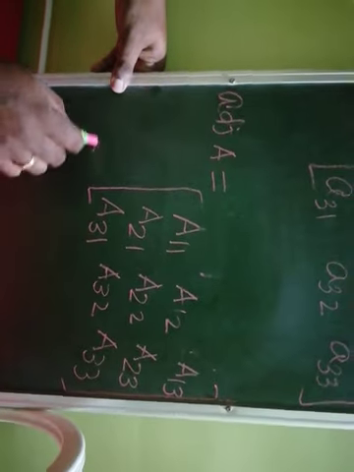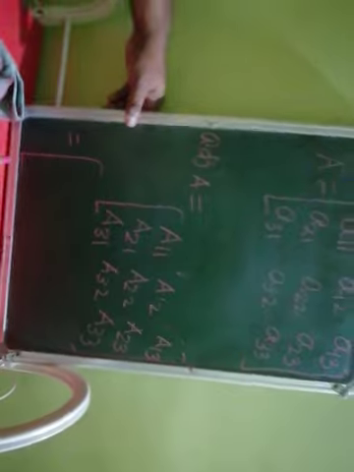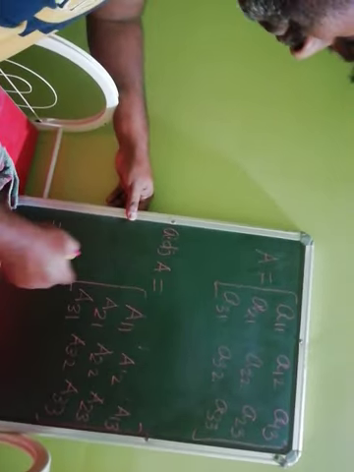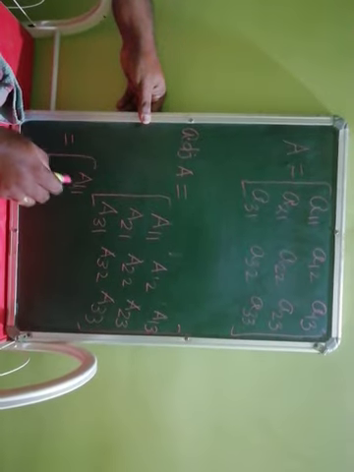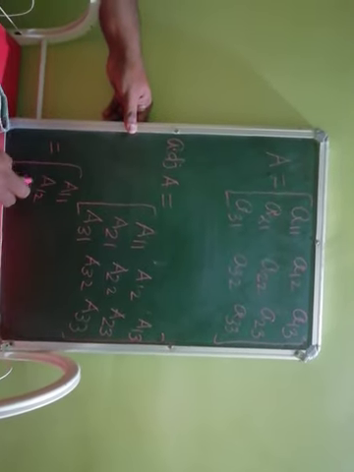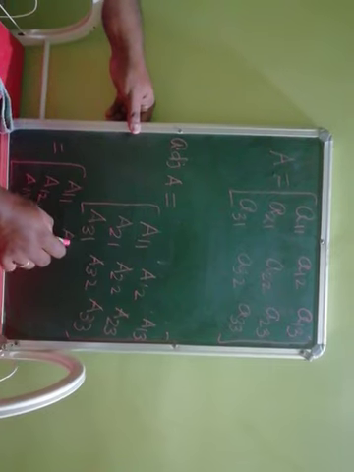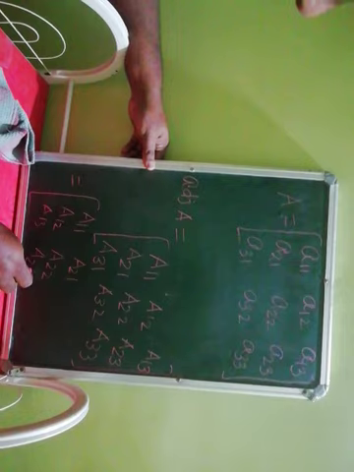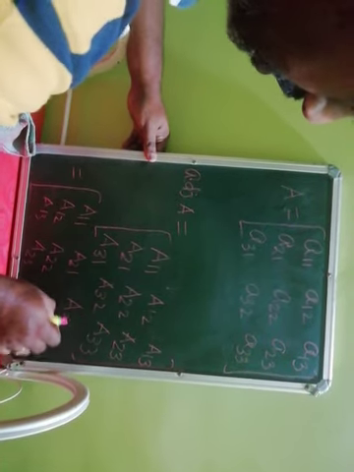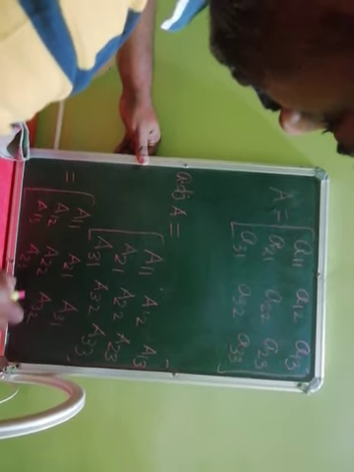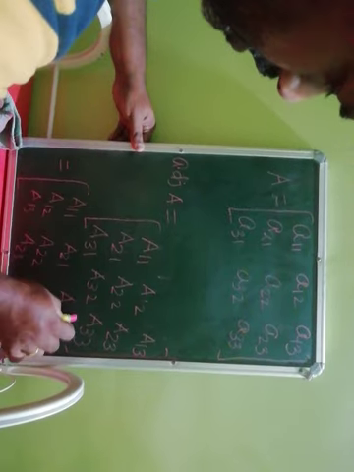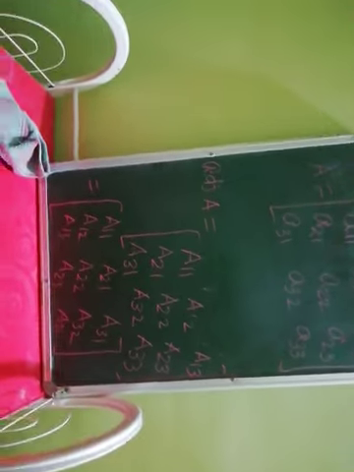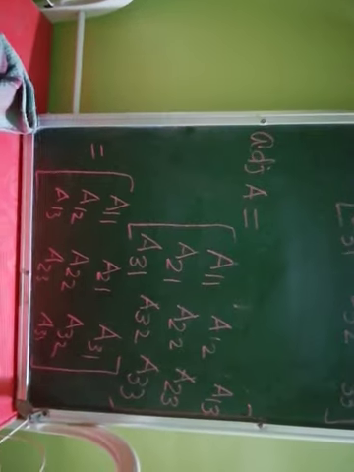So that will be what? We will change the rows with columns. The first row will be the first column here. So that is A11, A12, A13; then A21, A22, A23; then A31, A32, A33. Now I think it is clear to all of you how to find the adjoint of any matrix.